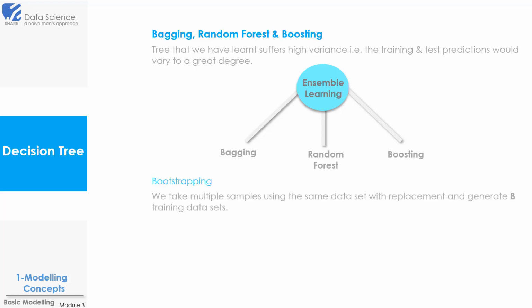But before we learn about these methods, we need to understand a concept called bootstrapping. Bootstrapping is a resampling method in which we take multiple samples using the same data with replacement and then generate B training datasets. So instead of collecting different samples, we generate multiple samples from a single sample. This process is called bootstrapping. Now, bootstrapping is a generic method and it can be applied anywhere.